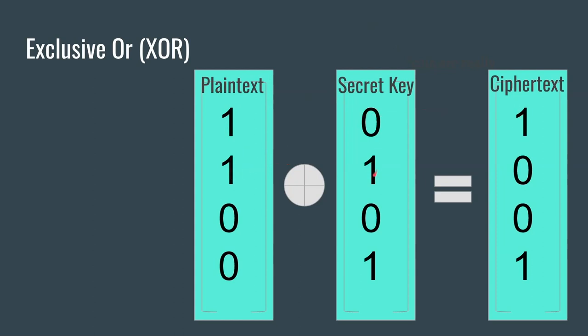We have a one and a one in the second position. Those are the same value. We output a zero. Zero and zero is the same. We output a zero. Zero and one are different, so we output a one. And why is this so useful in so many different algorithms? Well, it is reversible, which is nice. So we can either take the plain text, exclusive OR with the secret key to get the ciphertext, or we can reverse it and take the ciphertext, exclusive OR with the secret key to get back the plain text. So you can see where this would be useful in AES, where you have to do encryption on one end and decryption on the other.